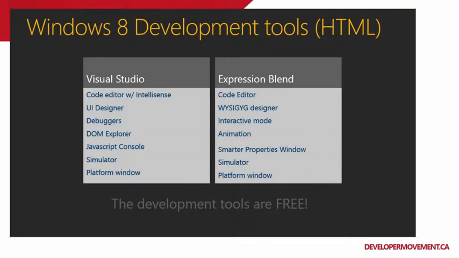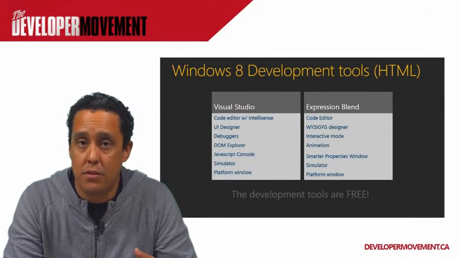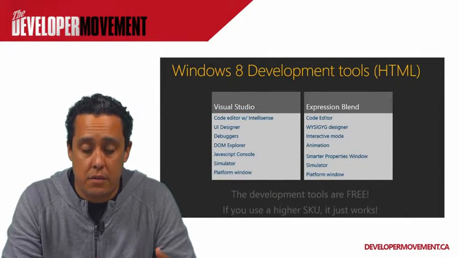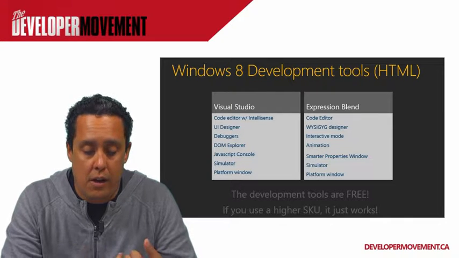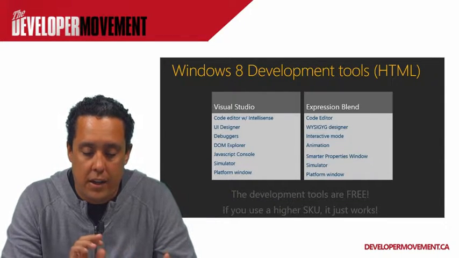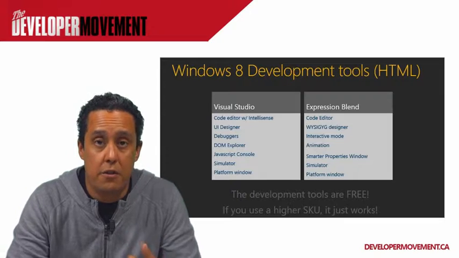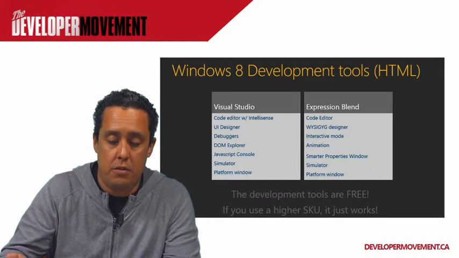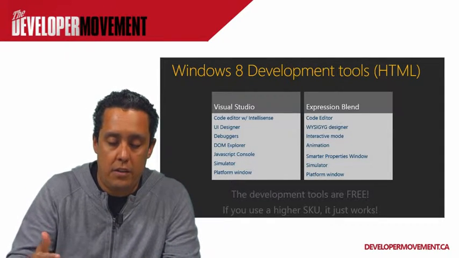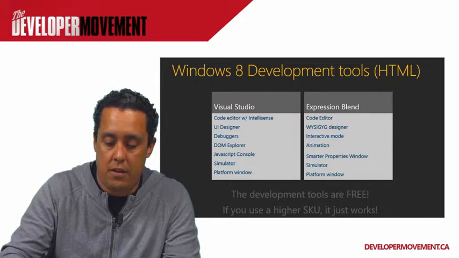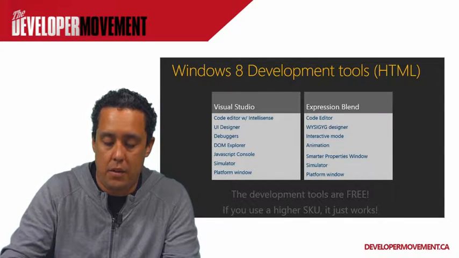The best part about it, the development tools are free. So again, you could download Visual Studio Express for Windows 8, and you will get Visual Studio and you will get Expression Blend, and you can start building your applications right away. And I was using Visual Studio Ultimate. If you're on a higher SKU, it just works. You'll still be able to use Ultimate. You just download the SDK and you could be off and running.